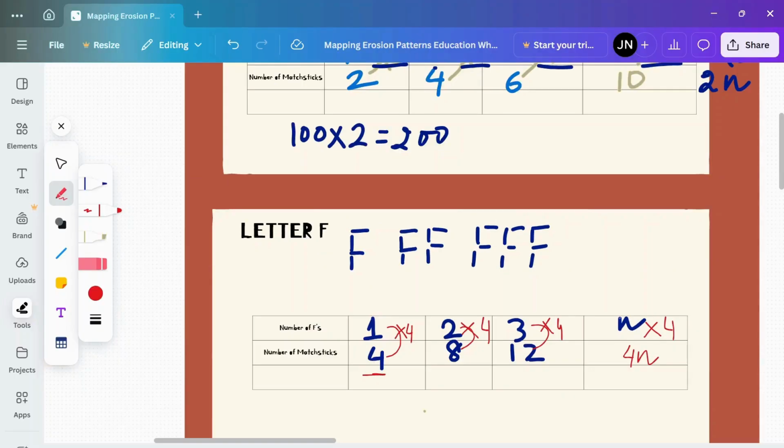Now, we have seen how we create the rules when we have letters. What if we have some shapes? Can we still observe and figure out the rules for those shapes? Is it even possible to create those rules for the shapes? Let us have a look.